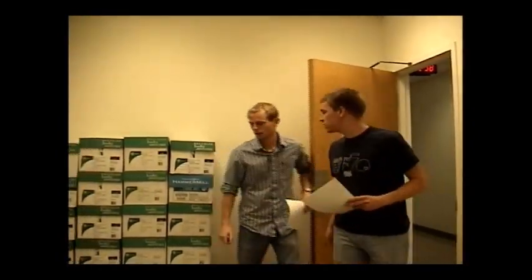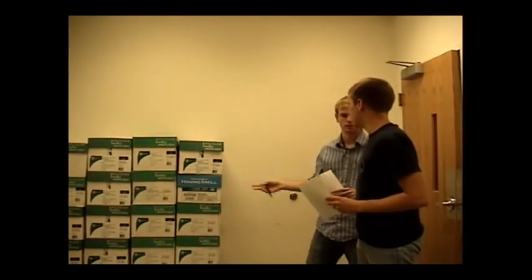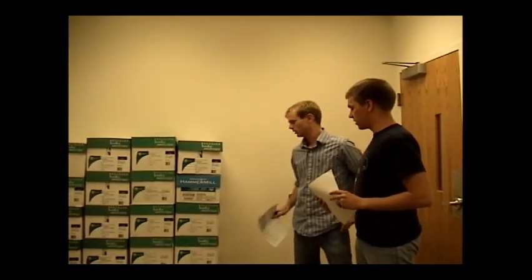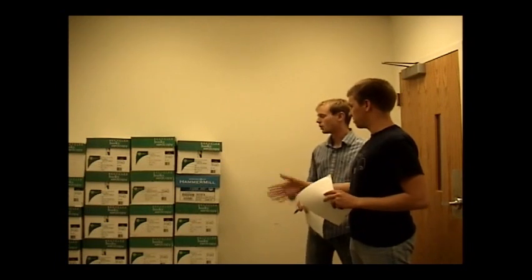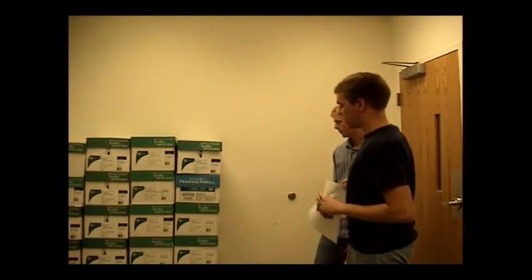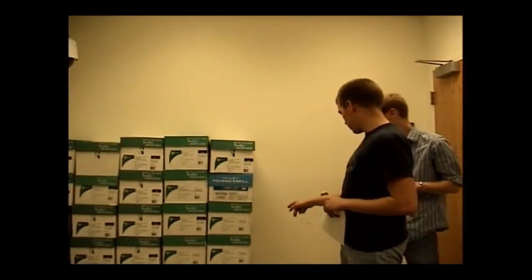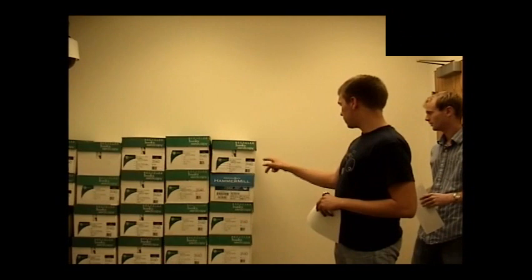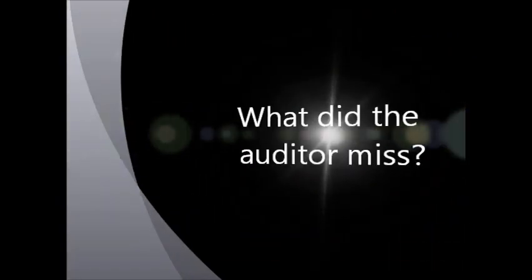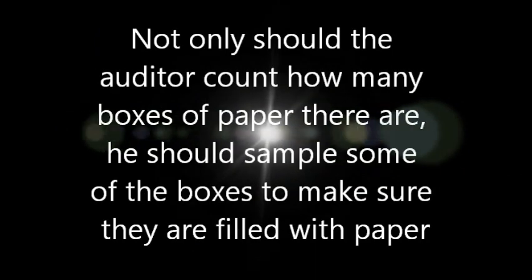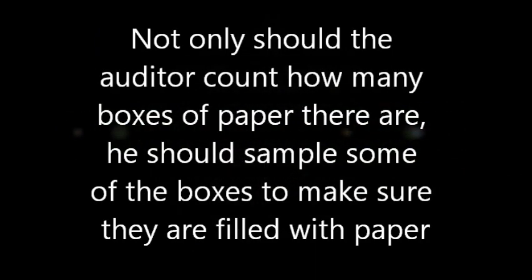Okay, and as I was telling you earlier, this is where we keep all of our paper inventory. Okay, so is this all your paper inventory? This is all the paper inventory that we do not currently have in printers, copiers in the office. Okay, just give me a quick count. 1, 2, 3, 4, 5, 6, 7, 8, 9, 10. What did the auditor miss? Not only should the auditor count how many boxes of paper there are, he should sample some of the boxes to make sure they are filled with paper.